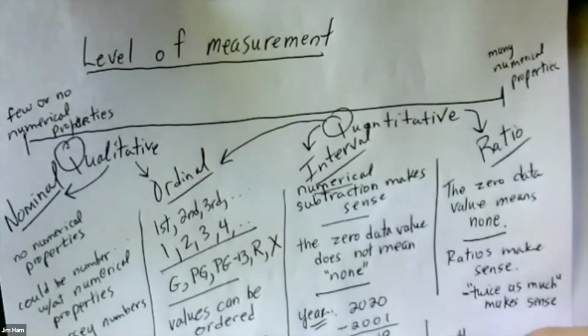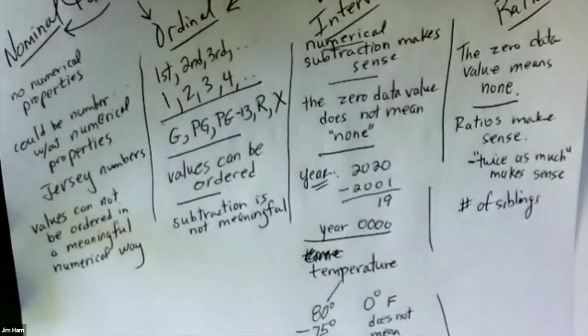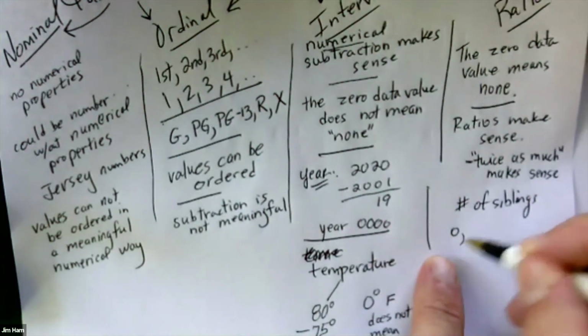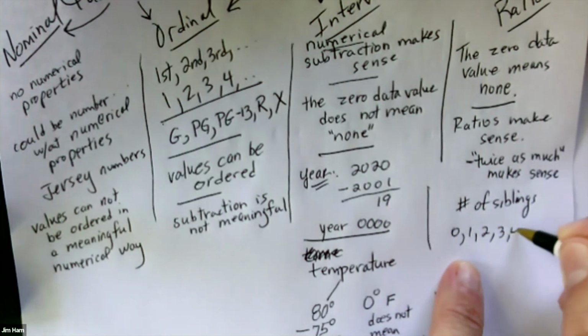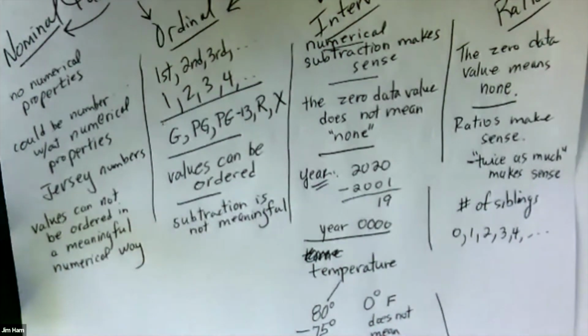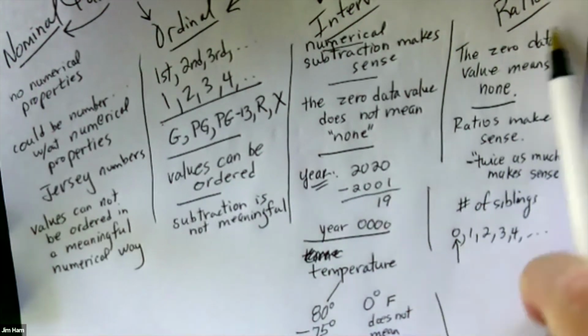All right, let me just give you an example. Number of siblings. Now we know that that is a discrete quantitative variable. But if you think about all the possible values, how many siblings do you have? Well, if you're an only child, you might have none. You might have a brother and a sister, 3 siblings, 4 siblings, and families can get fairly large. So what does that zero data value mean? Does 0 siblings mean that the person has no siblings? That's right. If you have 0 siblings, you have none. So 0 means none. That's going to be a feature of a ratio level variable.